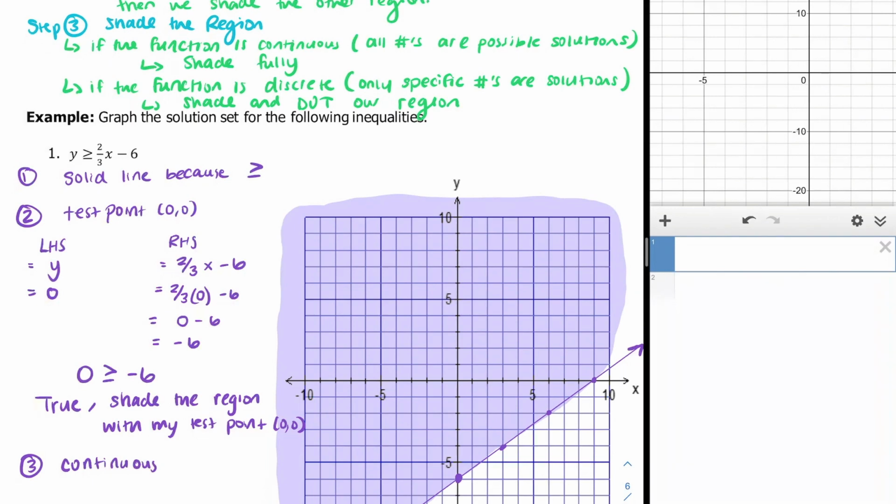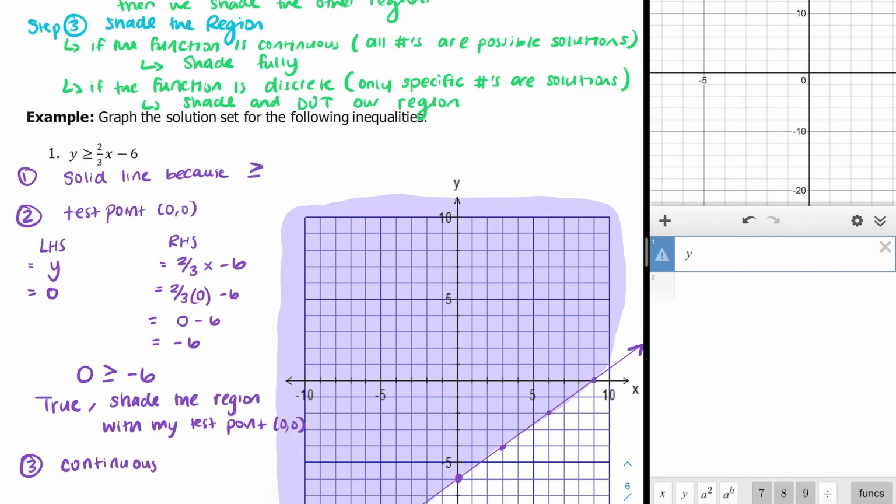So I've done a solid line because I had that greater than or equal to, that equal portion of my inequality makes it a solid line. I picked a test point, which is any point on either side of my line that is not located on my boundary line. I've plugged it into either side of my inequality. I wanted to check if that inequality was still true, which it was. 0 was in fact greater than or equal to -6. Because it was true, I shaded the region that included my test point, and because the function was continuous, I just straight up shaded fully.